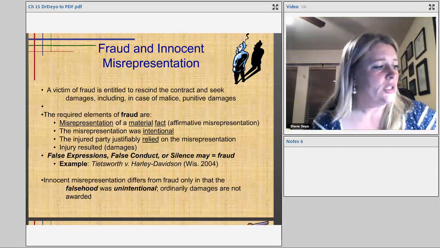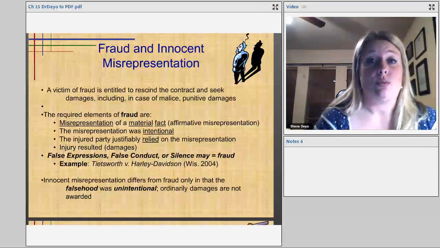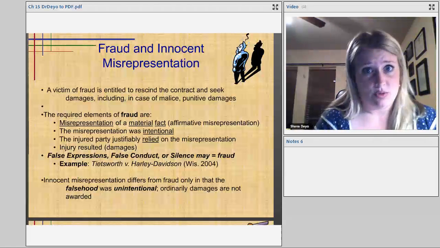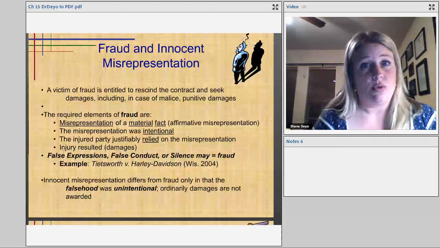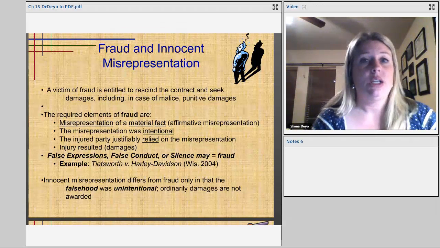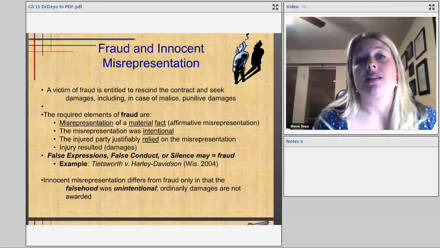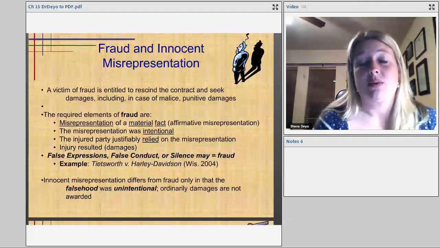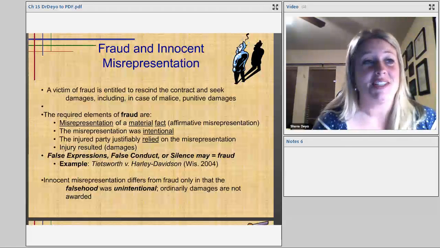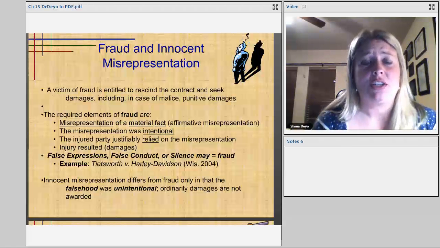So it can not only be false expression, so false statements, it can also be false conduct or silence. Let me give you an example of silence. Let's say that I am trying to sell a home. I'm the realtor. I know that there's this huge hole in the floor, that if someone walked over the floor, they would fall through and hit the ground. So we're going to say that this is a home that's not built on concrete. And I'm from Alabama, and there's still plenty of homes that don't have concrete floors.